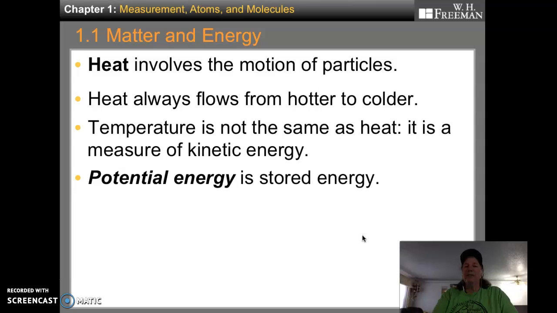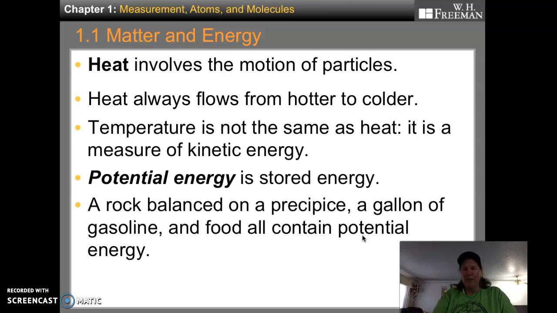Okay, potential energy is stored energy. Okay, it's there, it's not being used. So like if you have a full tank of gas in your vehicle and you're not driving, there's a lot of potential energy in your gas tank right now. You have the energy to burn that and to move and so on, but right now it's not being used. So the potential is there, but it's not being moved.